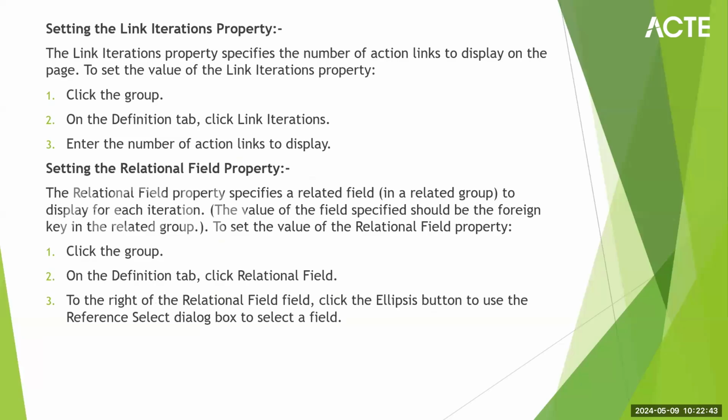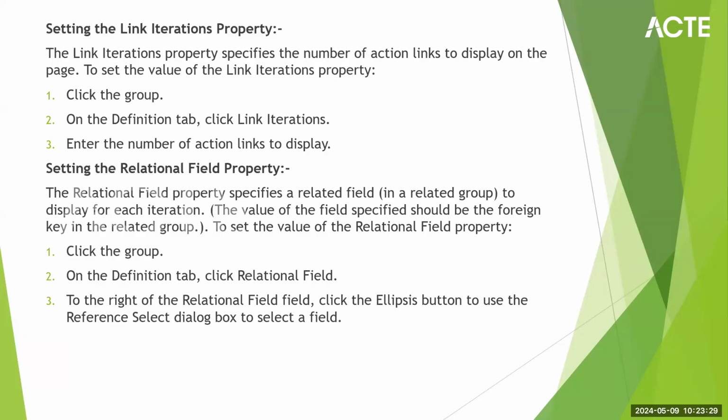Setting the link iteration property. The link iteration property specifies the properties I mentioned before for the group, which I'm now explaining in detail. It specifies the number of action links to display on the page. To set the value of the link iteration property, click on the particular group, click on the definition tab, click link iteration, and enter the number of action links to display.